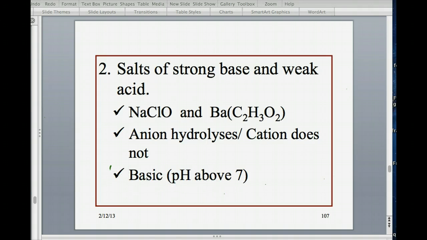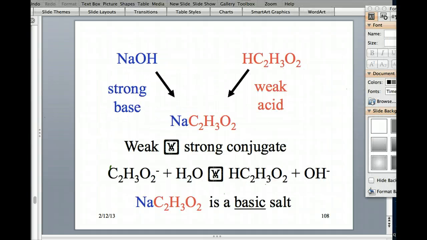Moving forward, another example: sodium acetate. I feel like we've already talked about this one. Again, the Na came from NaOH. The acetate comes from acetic acid, a weak acid. So it's basic overall.